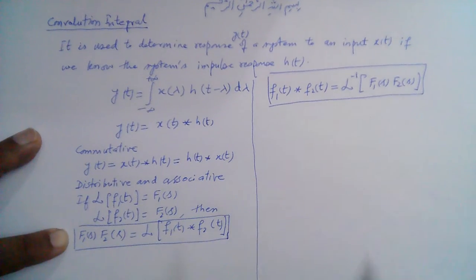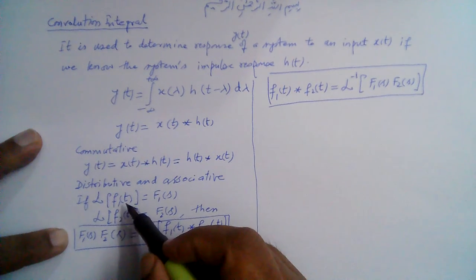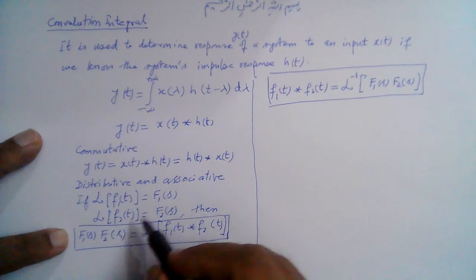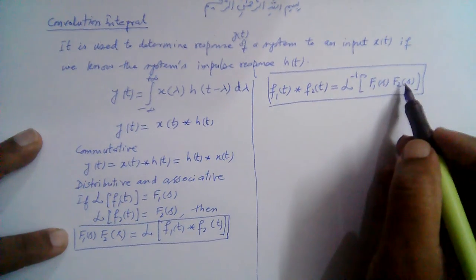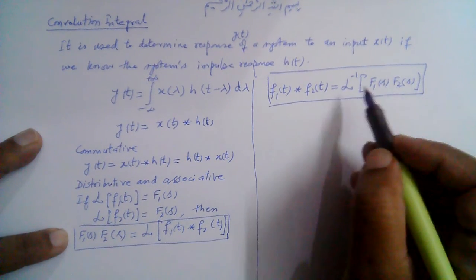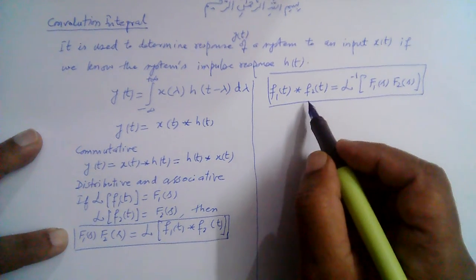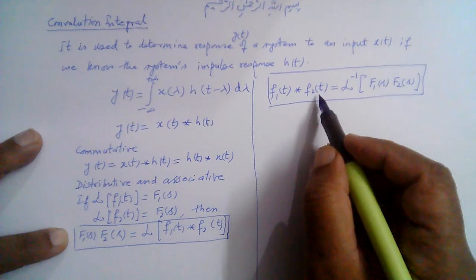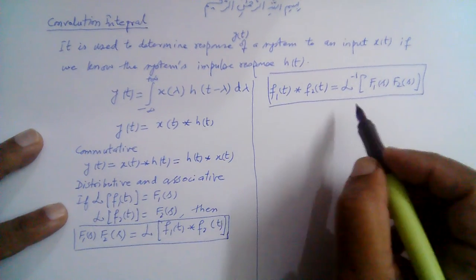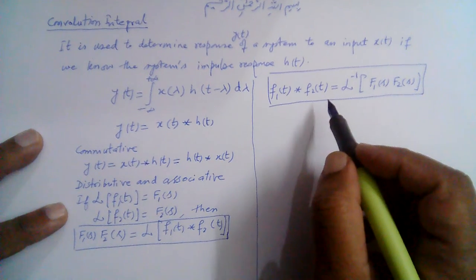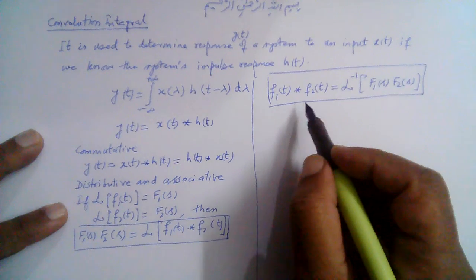Again, we can find the Laplace transform of f1 of t and that of f2 of t. So we multiply the Laplace transforms of both these functions and then find the inverse Laplace transform of the product to find the convolution of f1 of t and f2 of t. Instead of evaluating the integral, we can use this formula to find the convolution of f1 of t and f2 of t using the Laplace transform.